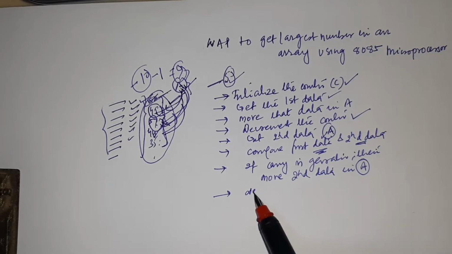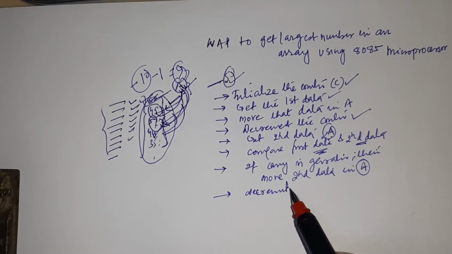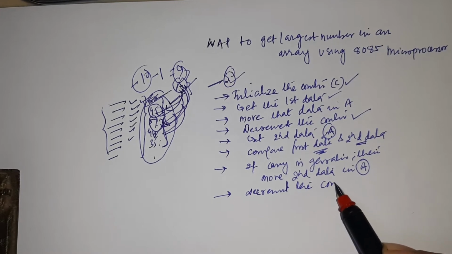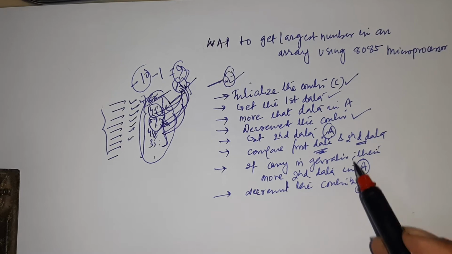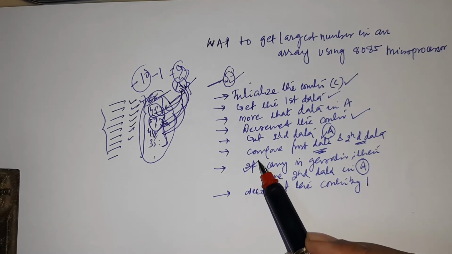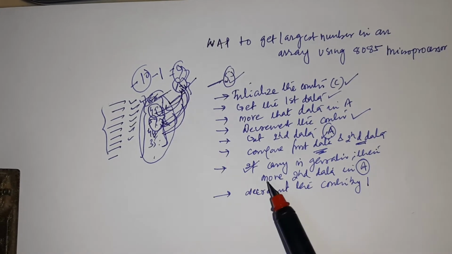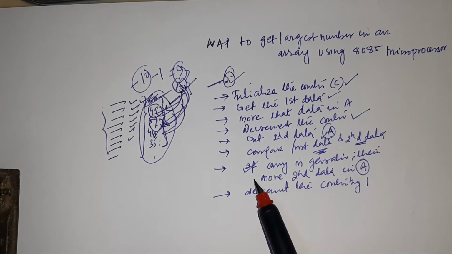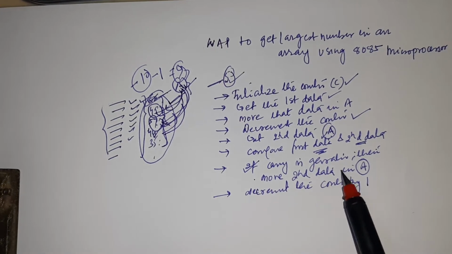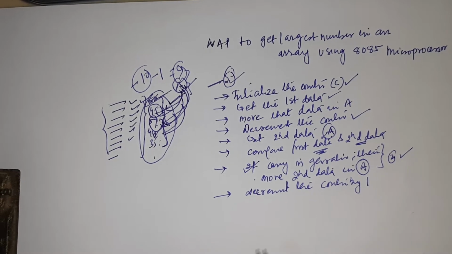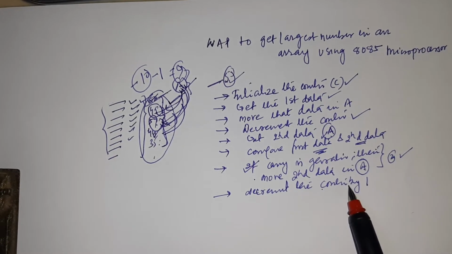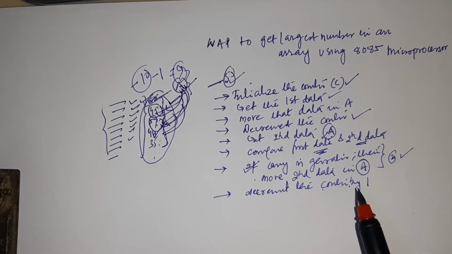And decrement the counter by 1 again. Why are we decrementing? Because if carry is generated, it means your second data is larger than the accumulator. So just move that data into the accumulator, which means we have already completed the comparison of two data. That's why we are decrementing the counter here by 1 again.